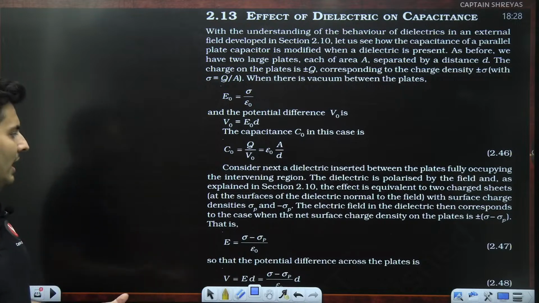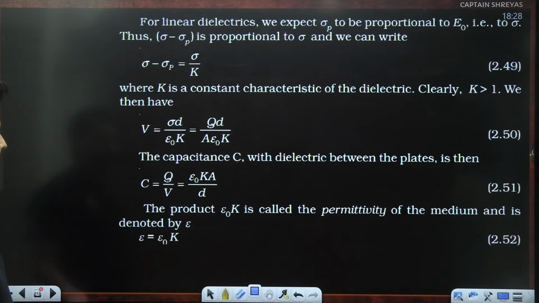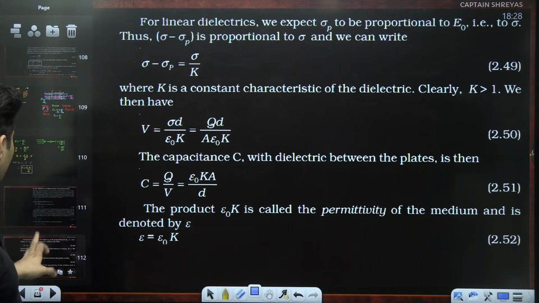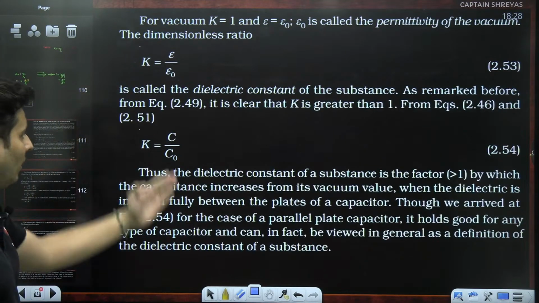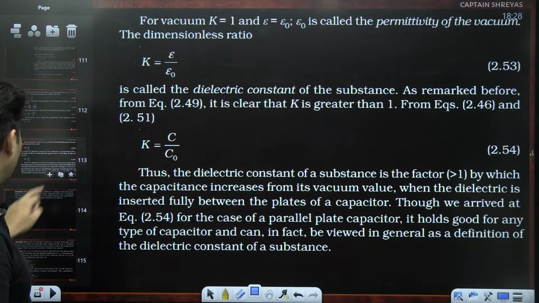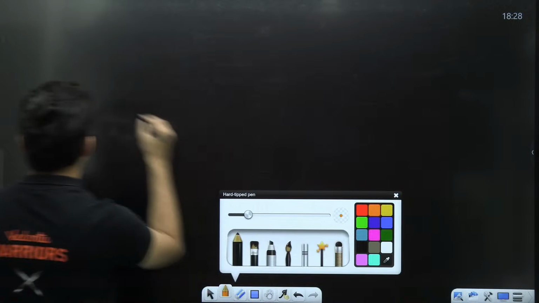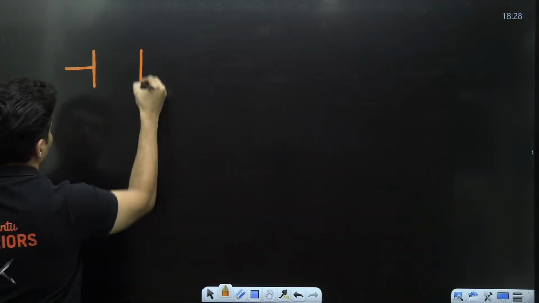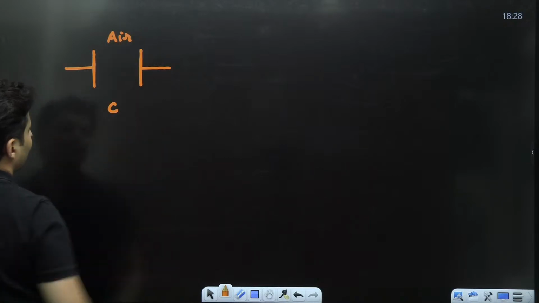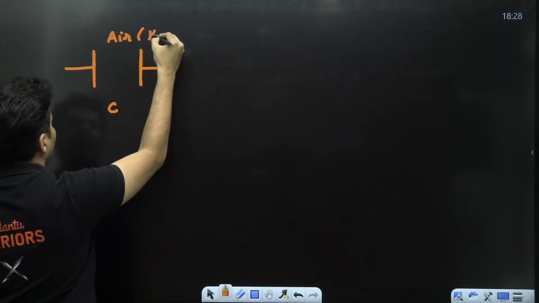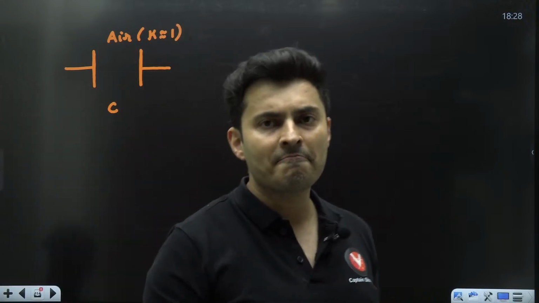The moment you place a dielectric, basically they have done some things over here to show what exactly happens. But mainly, I'll explain whatever they have written mathematically in very simple terms. All this over here. See, imagine there is a capacitor like this. There is nothing in between them, there is air. For air, the dielectric constant is 1. Roughly, it is like vacuum, it is like 1.